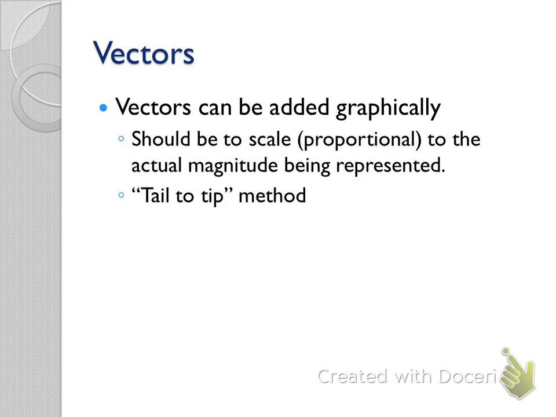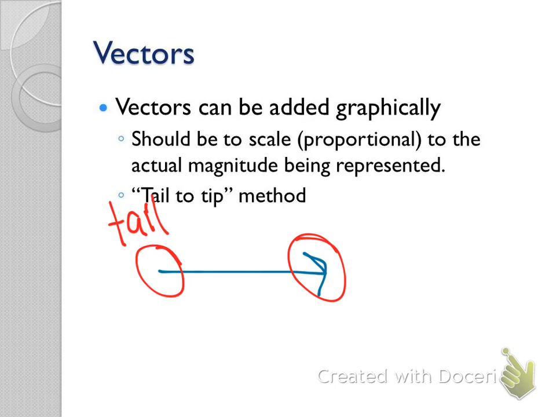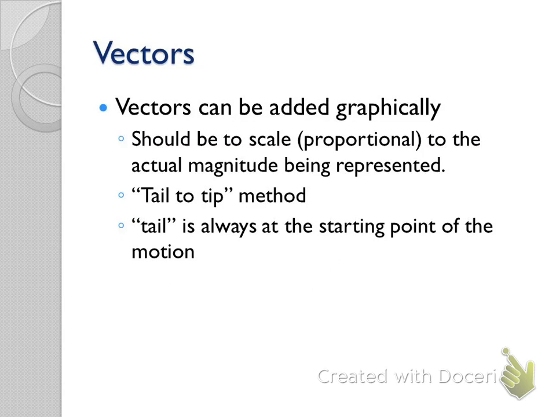We added them in what we call the tail to tip method. So as you draw a vector, this is the tip, this is the tail. Tip, tail. When you draw these vectors one on top of the other, you've got to add them with what we call the tail to tip method. So you begin with the tail at the starting point of the motion.